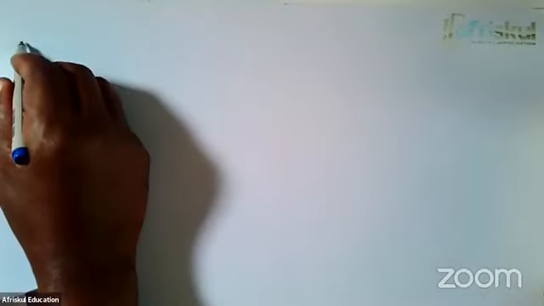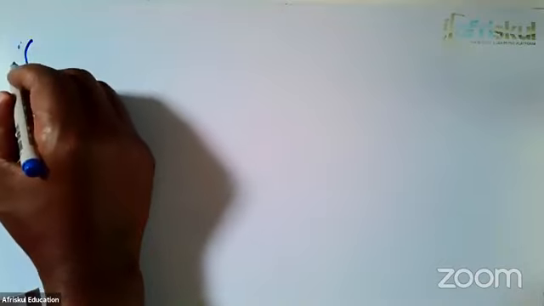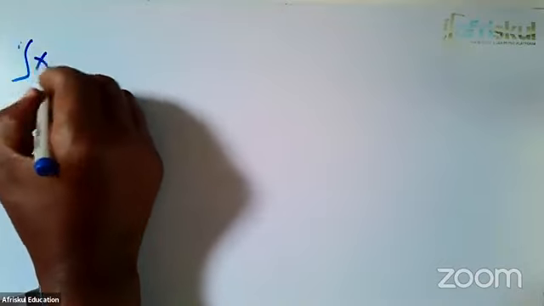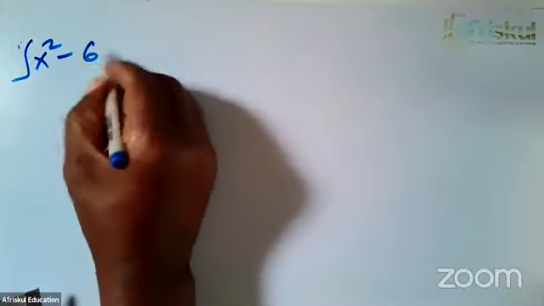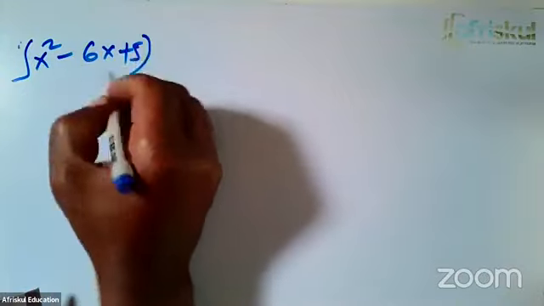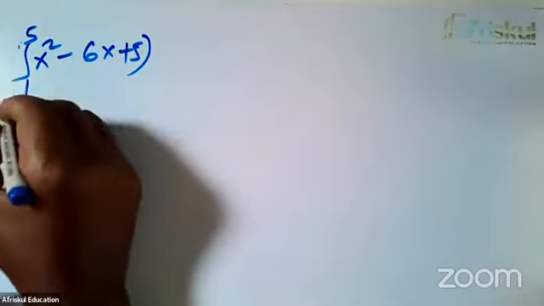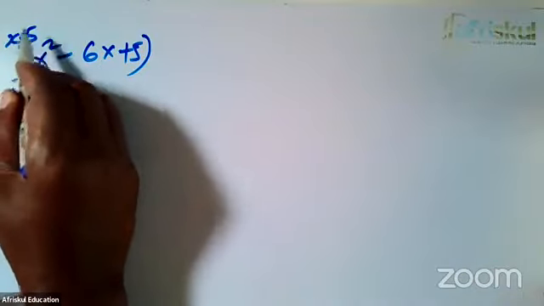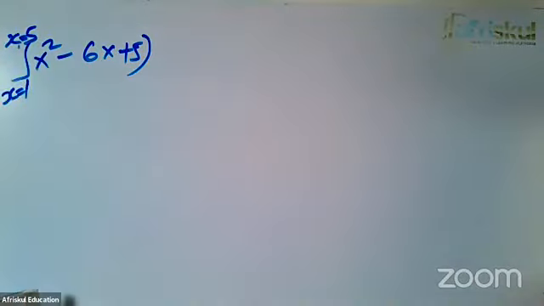Now, if there are no questions, I would want us to do what we have done, but this time around, by looking at a small question here. You are told to integrate x squared minus 6x plus 5 within what limits here? x equals 1 and x equals 5. So it's a definite integration, not a problem.